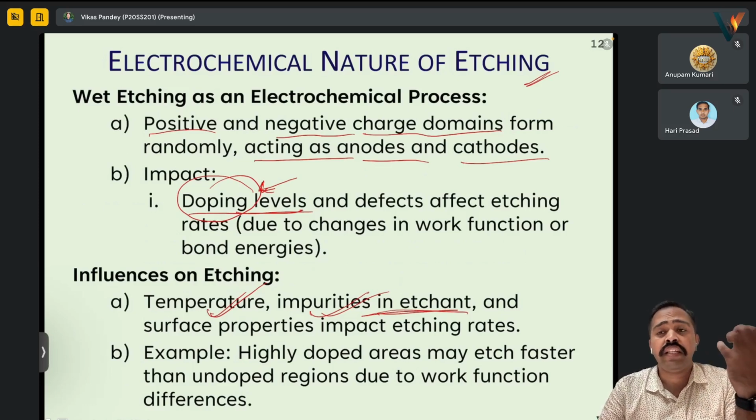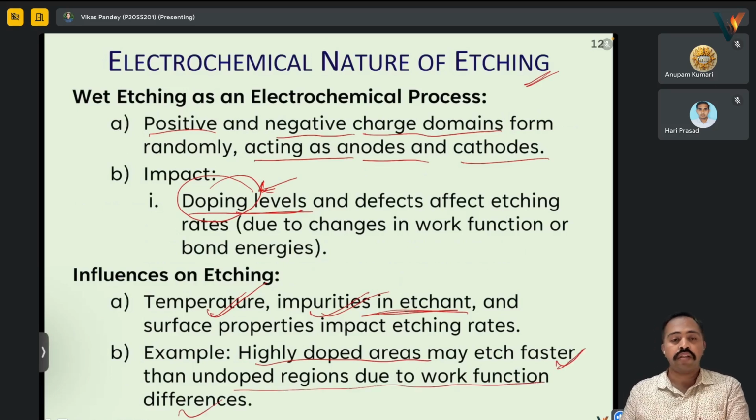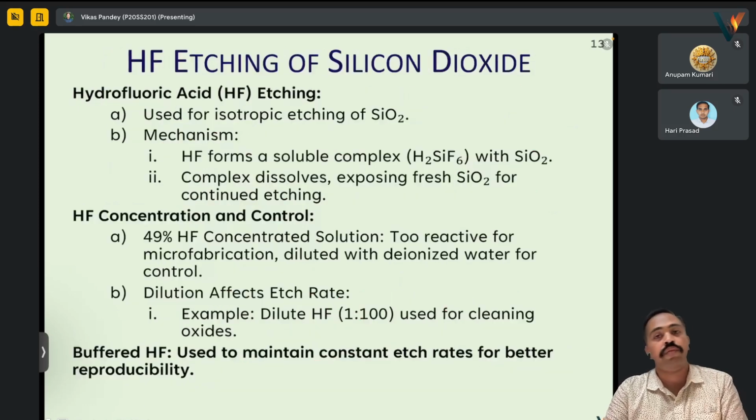That's why it is generally seen that highly doped areas, where the conductivity is higher, say N plus area, P plus area, will etch faster than undoped region due to the work function difference. These things occur. Then we will be taking some examples of how etching is done.